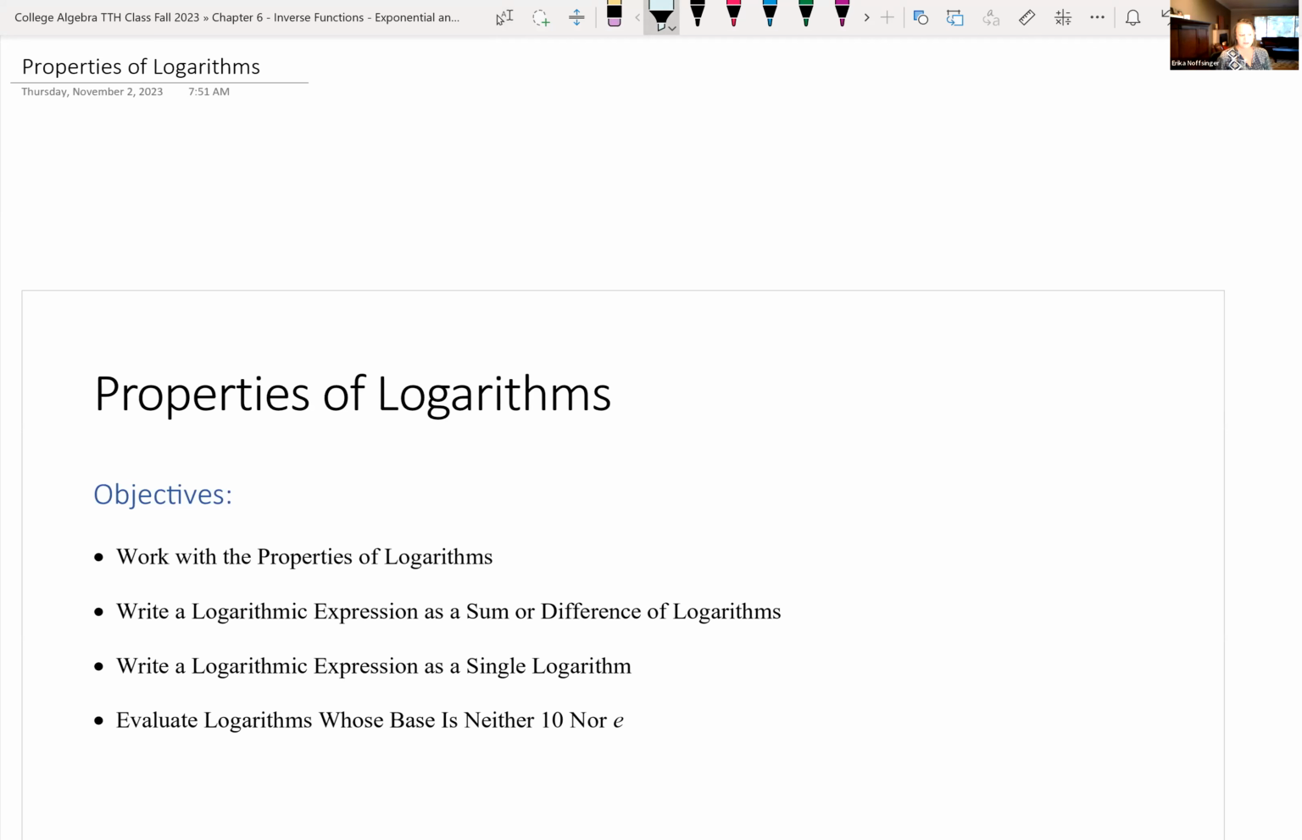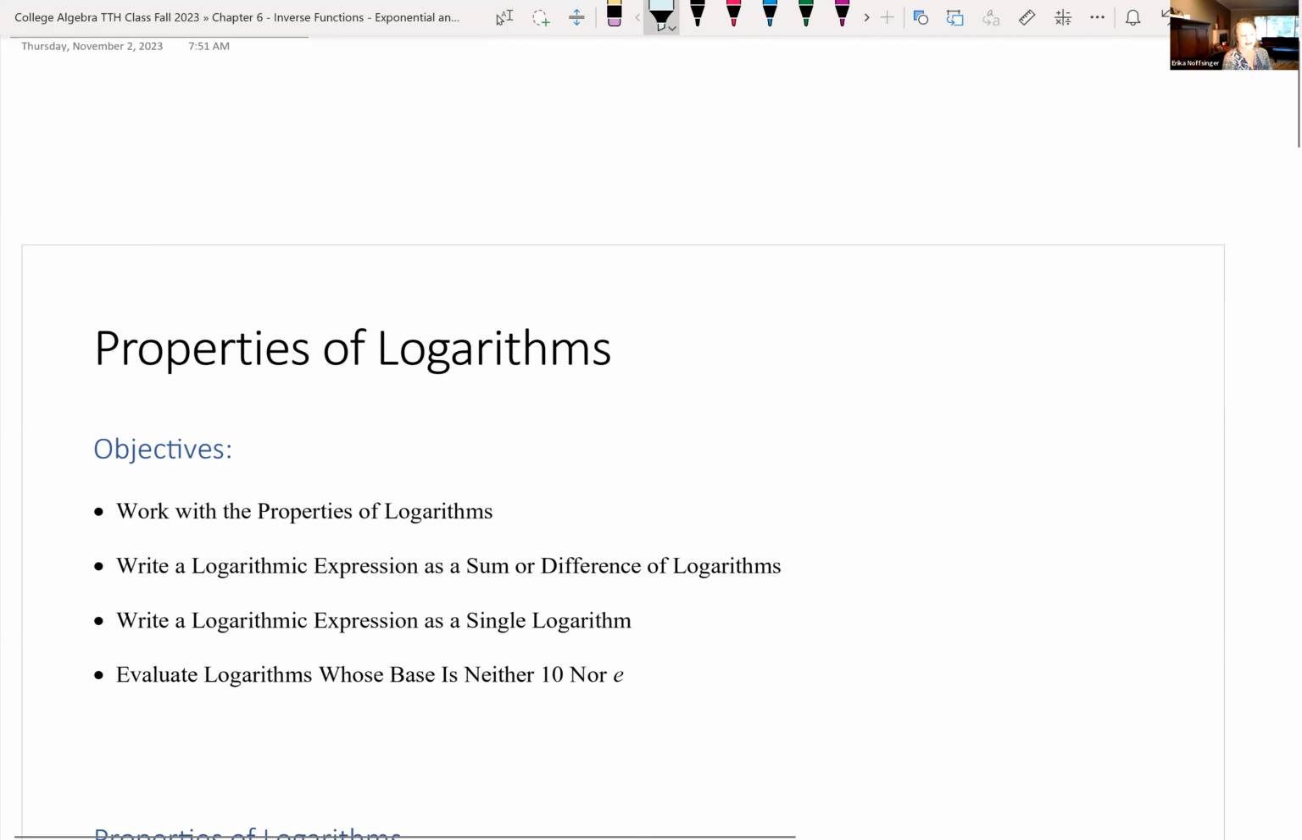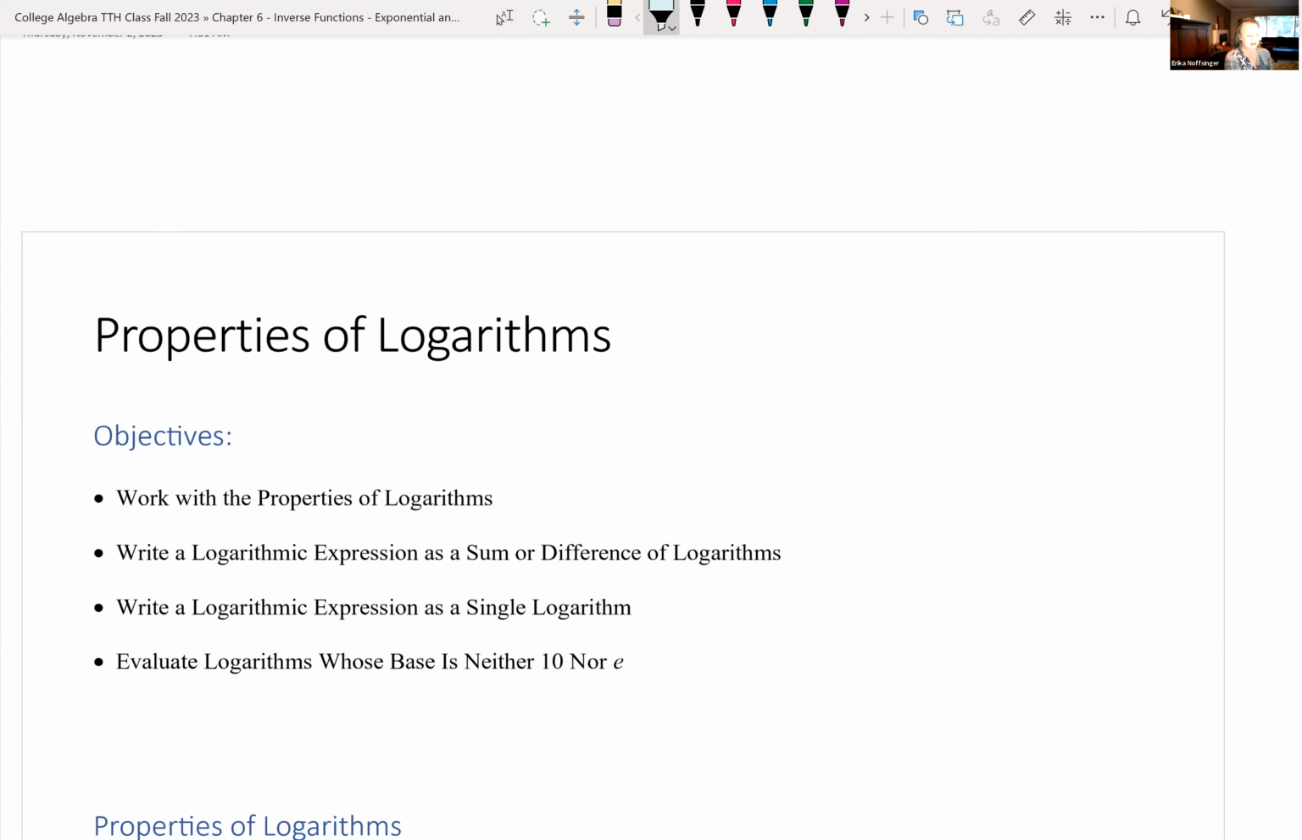So in front of us are the properties of logarithms, the objectives that I would like you to know by the end of this lecture and going through some homework. You should be able to work with the properties of logarithms. You should be able to write a logarithmic expression as a sum or a difference of logarithms. So that is something that we'll do in this class, but you'll be using that a lot in calculus when you are trying to differentiate a logarithm or integrate a logarithm.